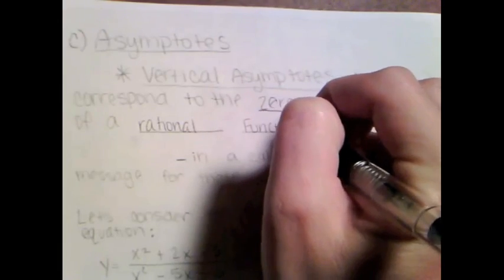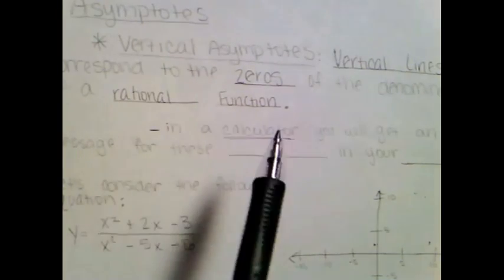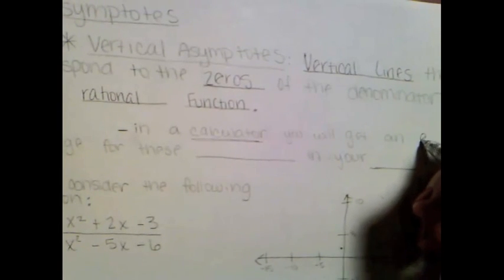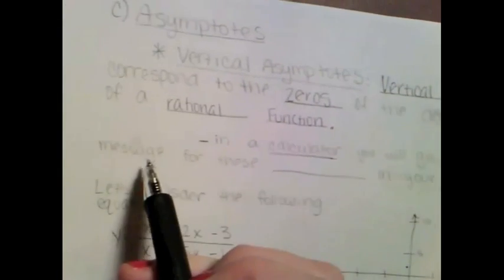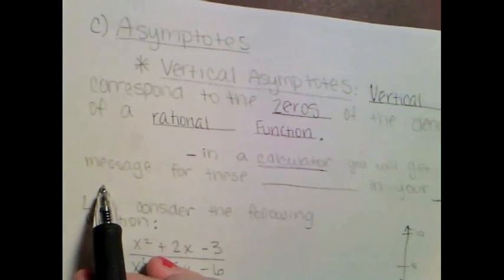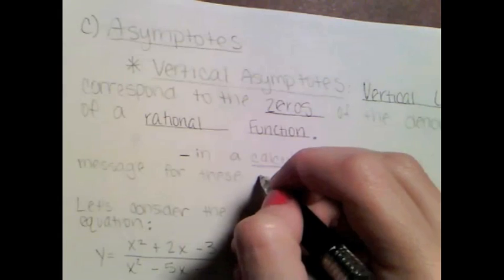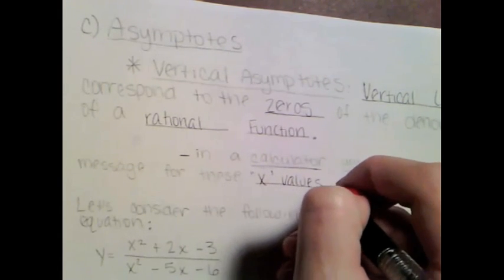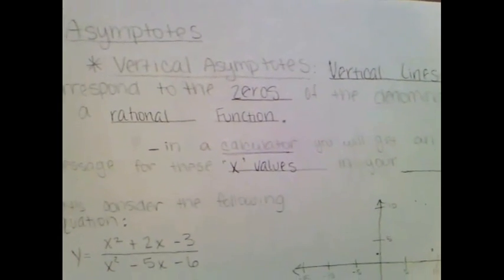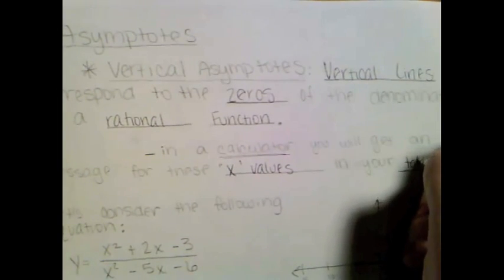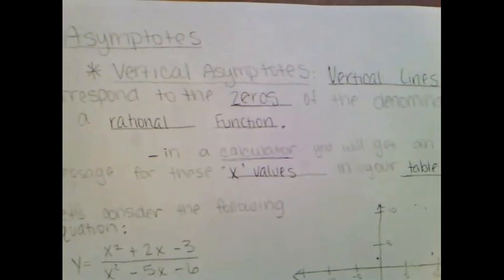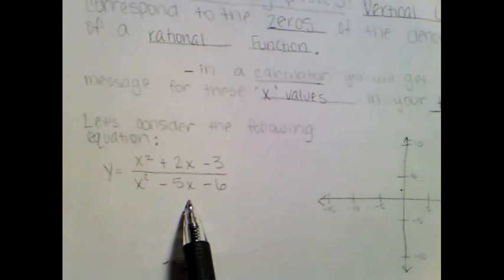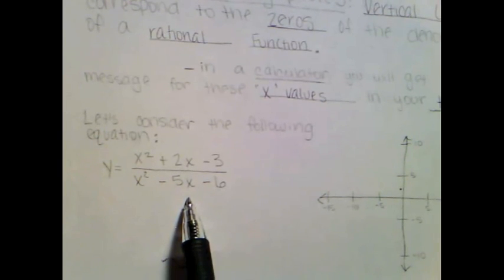When you get to an asymptote in your calculator, you'll find that you'll get this error message for these x values in your table view of your calculator. Now, I've given us a nice little function that we can consider as we talk about asymptotes.